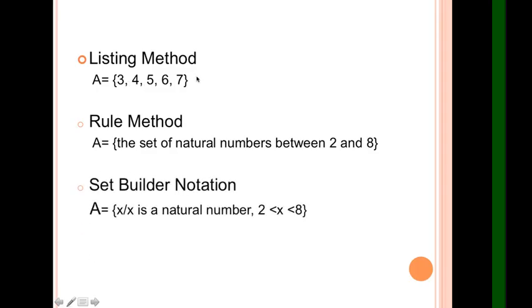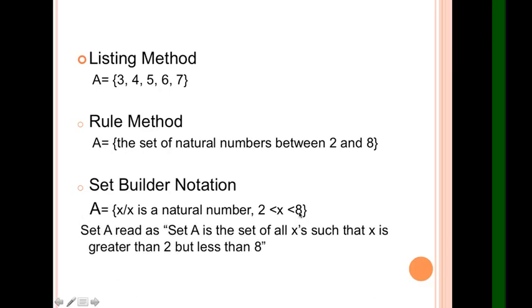Sa set builder notation naman, gagawa ka ng notation. Okay? Halimbawa, this is set A. So, meron tayong 3, 4, 5, 6, 7. So, in set builder notation, pwede siyang x such that x is a natural number where x is greater than 2 but less than 8.